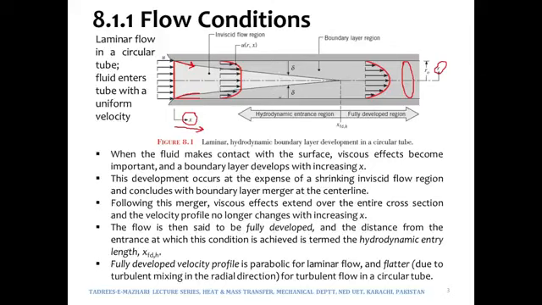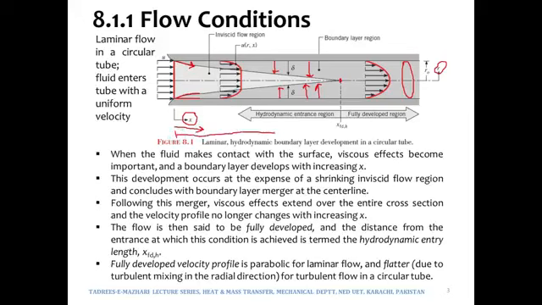They will keep on growing. Their thickness delta will keep on increasing. The thickness of the boundary layers will keep on increasing until they meet at a certain point. Of course, there would come a point where they will meet each other. So after that point, the boundary layer growth will not take place anymore.